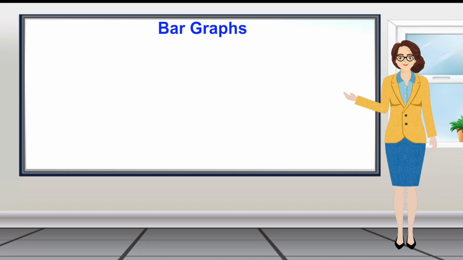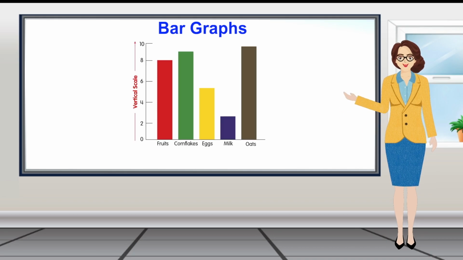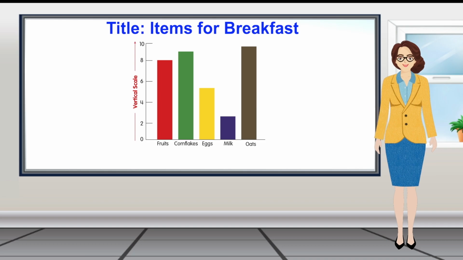Let's learn how to read a bar graph from an example. Observe the given bar graph that shows the number of different food items that Shanu purchased. The vertical line of the graph shows the number of food items, and the horizontal line of the graph shows the names of food items. The title of the graph is Items for Breakfast. 1 unit on the vertical scale represents 1 item. Scale: 1 unit equals 1 item.